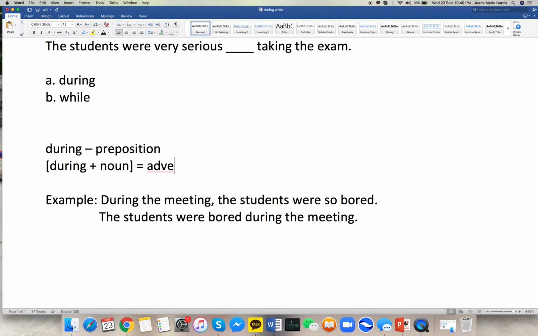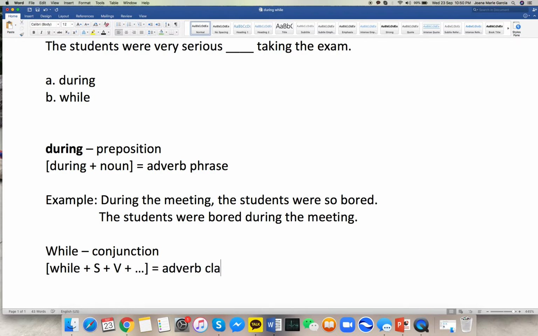Let's move on now to our next part. Let's talk about while. For while, it can be used in two different ways. The first one is as a conjunction. If it is a conjunction, in order for us to have an adverb phrase, the pattern will be while plus subject plus verb plus the rest of the sentence. In that case, we have an adverb clause.